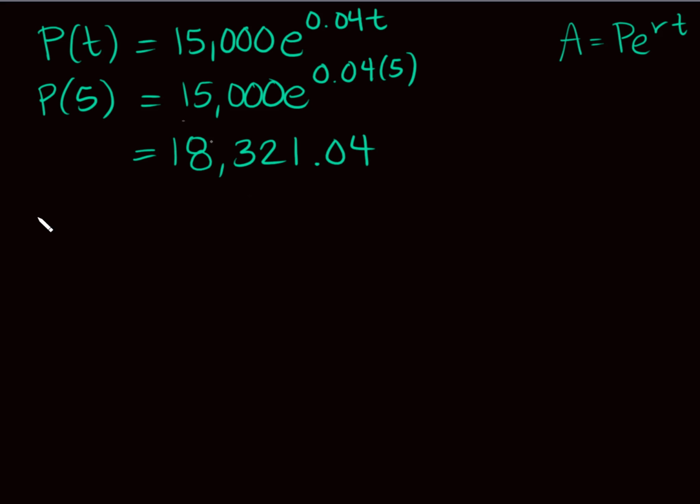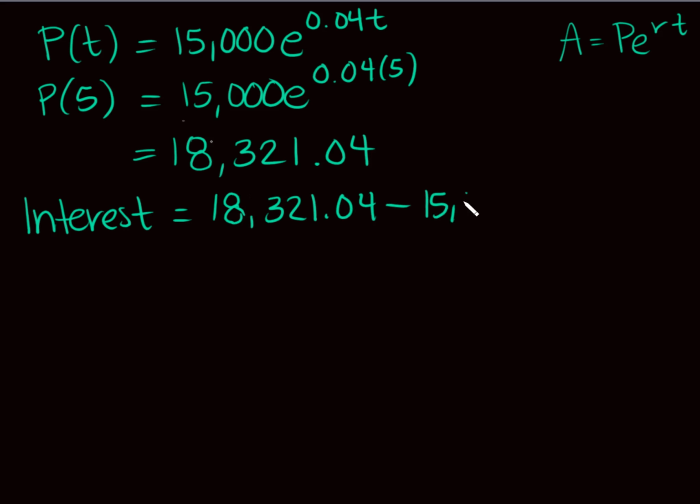How much interest was made? Well, we had to pony up that original $15,000, so that is not all interest, unfortunately. The interest made will just be that $18,321.04 minus the $15,000, and that's $3,321.04. Okay, I hope that makes sense.